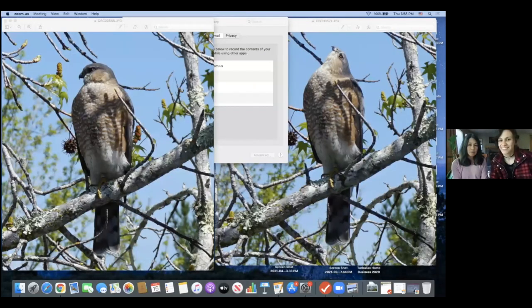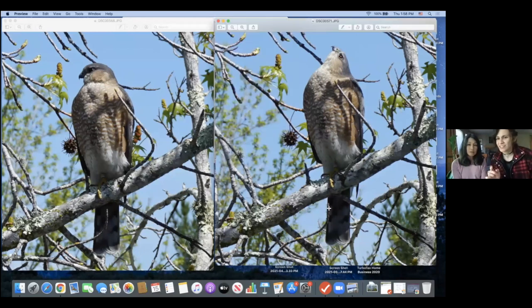Oh, we have to turn on the ability to screen share. Give us a second. Oh, I'm sorry. Here we go. Sorry, really. Can you guys see it?